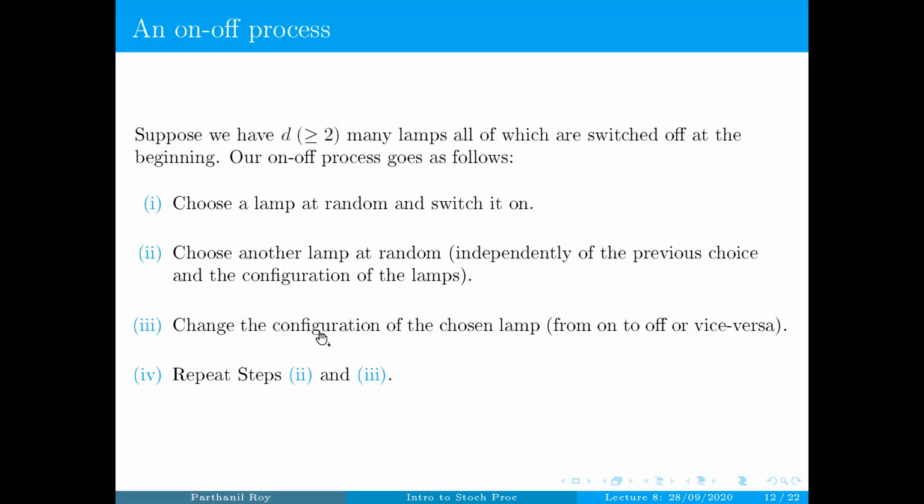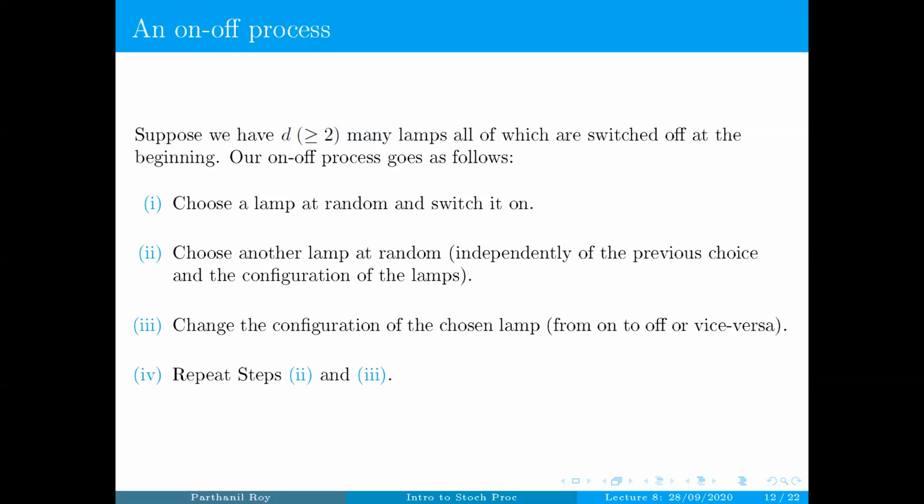So let me go over it once more just to make it clear. You have D many lamps, D is bigger than or equal to 2. First you choose a lamp at random and switch it on. Initially all of them are off. Now you choose another lamp at random, independently of whatever you have done before, namely which lamp you chose, and independently of the configuration of the lamps, and then change the state of this lamp. If it was on, switch it off. If it was off, switch it on. And then you go on repeating this procedure.